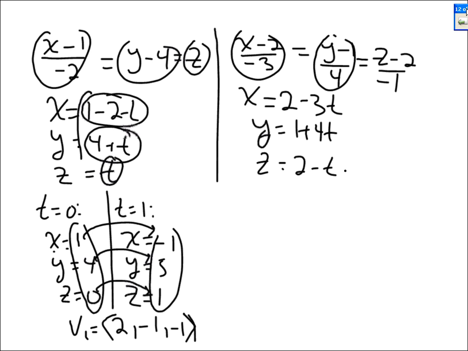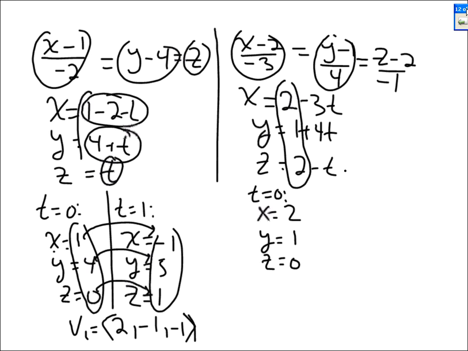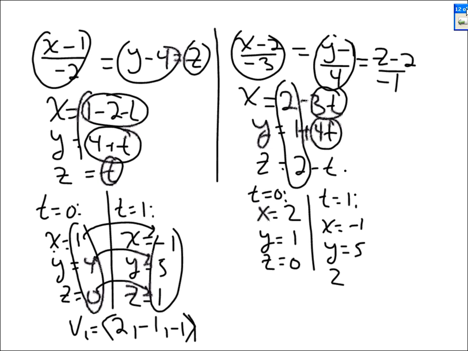Okay, on the right-hand side, I'll let t be the same values. If t is 0, you just get 2, 1, 2. X is 2, y is 1, z is 2. If t is 1, on the other hand, you get 2 minus 3, which is negative 1. You get 1 plus 4, which is 5. And you get 2 minus 1, which is 1. So that gave us 2 points: 2, 1, 2 and negative 1, 5, 1.